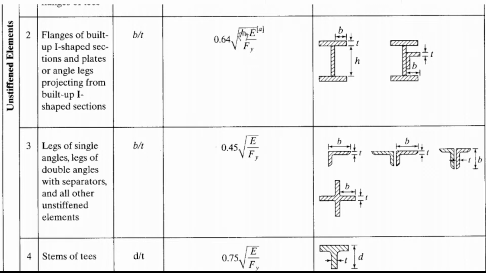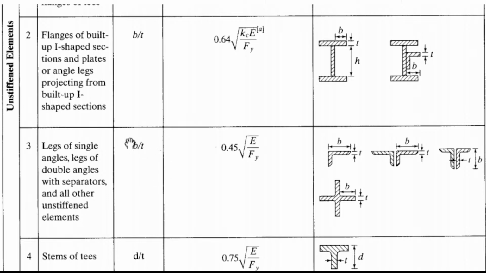So we have kc rather. So we have kc. Then, case number 3, legs of single angles, legs of double angles with separators and all other unstiffened elements.